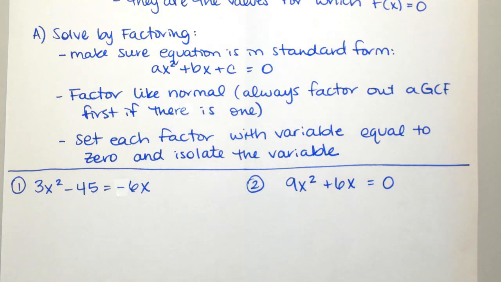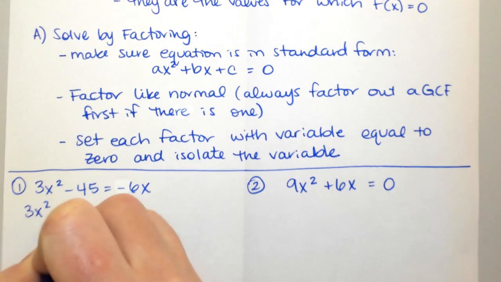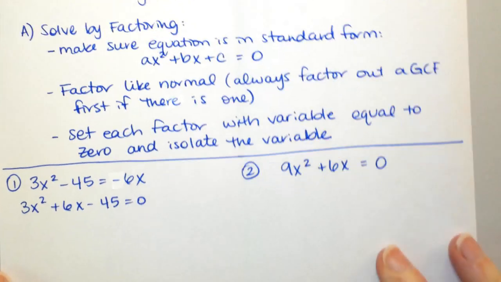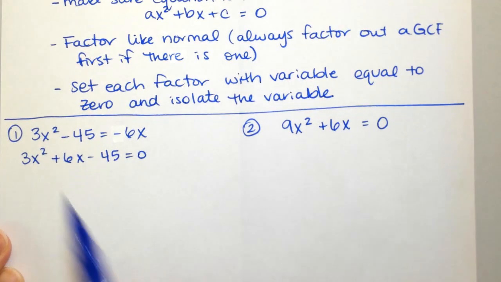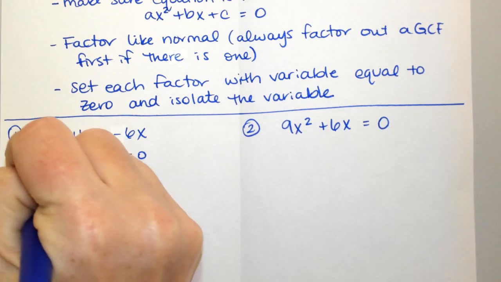All right, so from walking around, I'm seeing people put all of the terms on one side, so they're adding 6x to both sides. So it looks like this to get it in standard form. And then I'm seeing to factor this. So what is the common factor for these three terms? It does have one. 3. Yeah. So I would just divide out 3 from everything first.